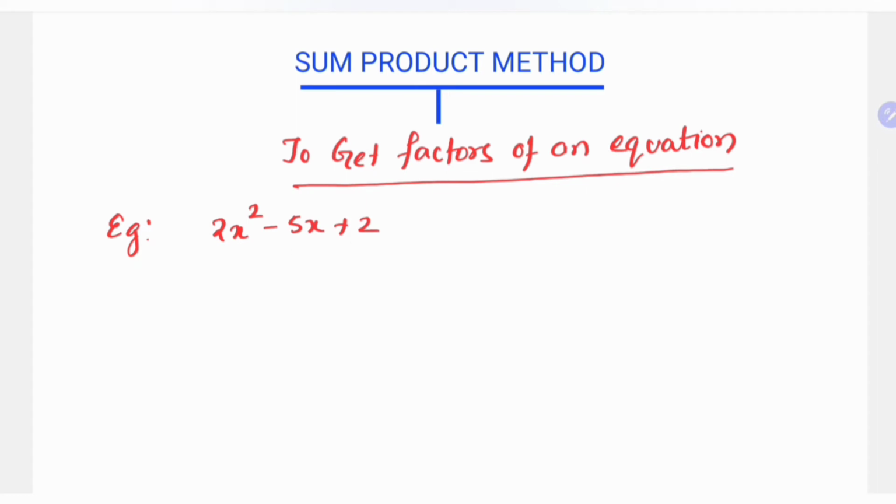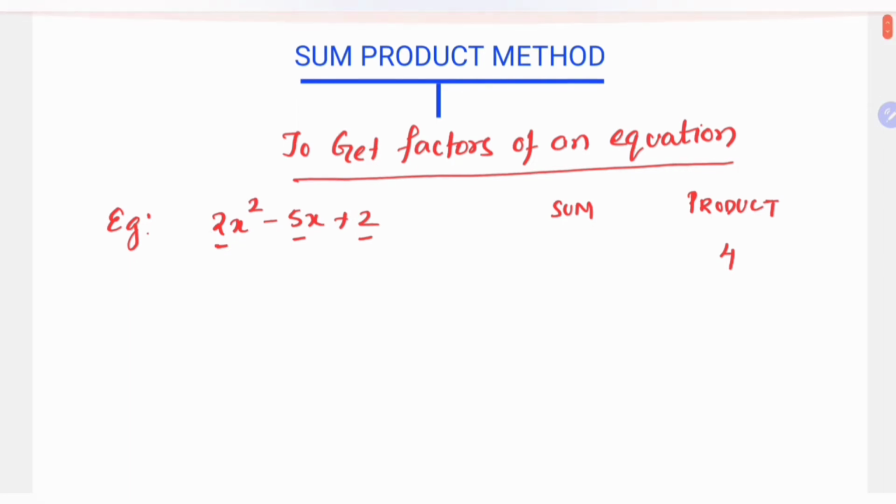Now, how to use this technique? First, we'll have to focus on all these numbers here, right? 2, minus 5 and 2. Now, product and sum. If you multiply the coefficient of x square, which is 2, and this constant, which is 2, when you multiply this, it's going to be 4. And the sum is minus 5. This 2 into 2, both are positive numbers, so it's going to be plus 4 and minus 5.